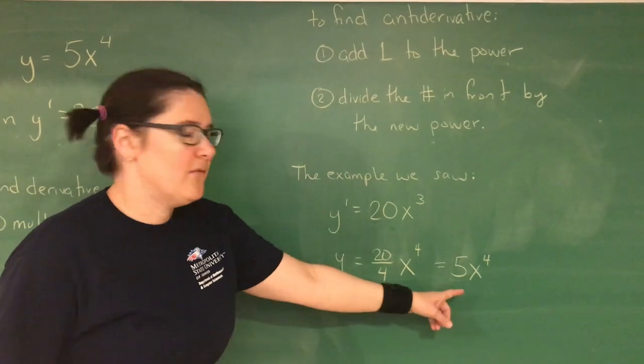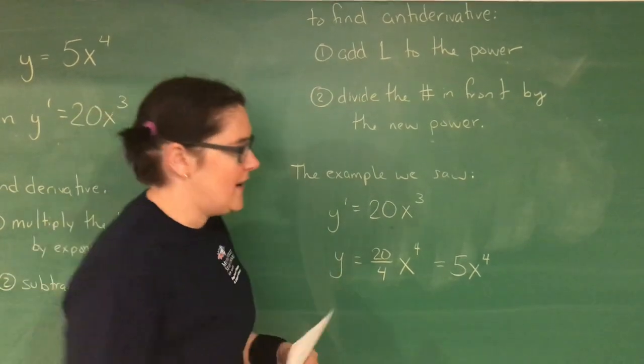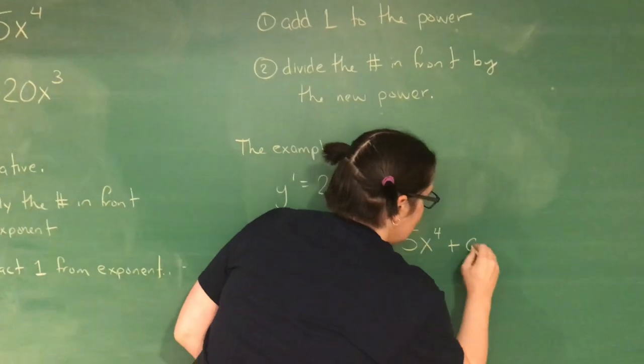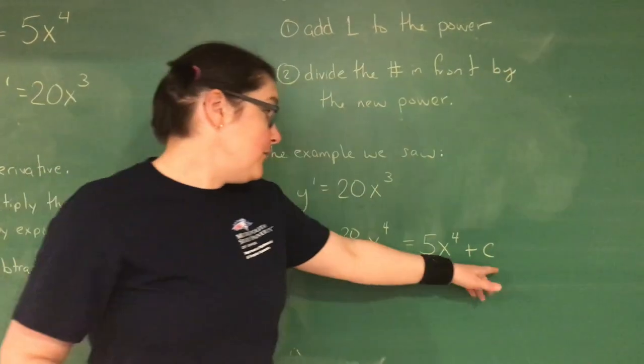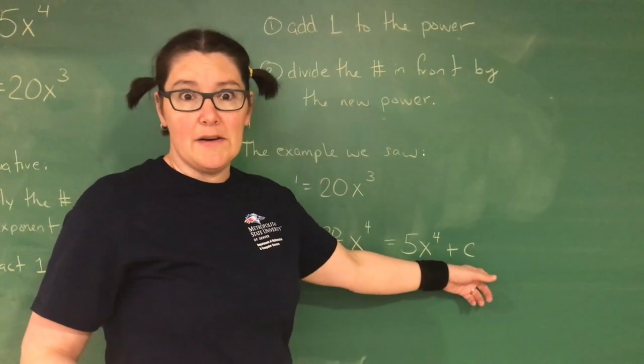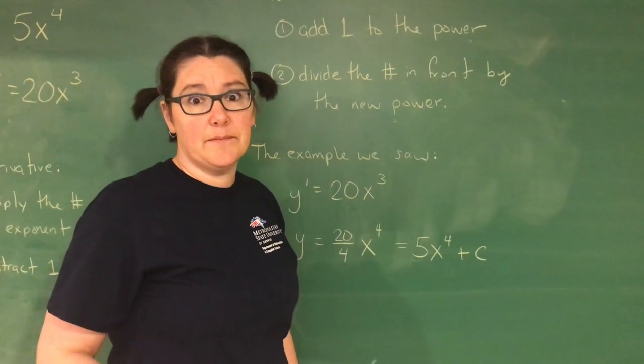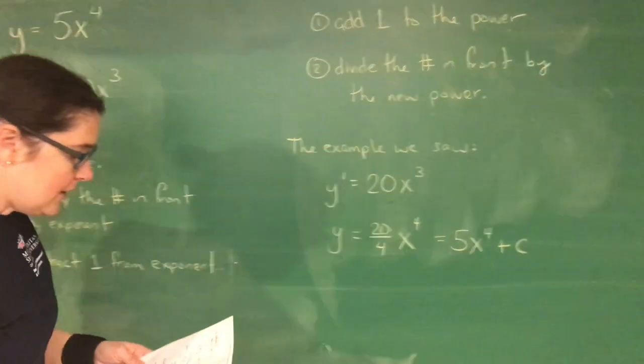Now, I do have one extra thing I need to add on here, and that is a plus c, because there could have been a constant at the end that I didn't know about, and I need to account for that by adding the plus c. Okay, let's do another example.